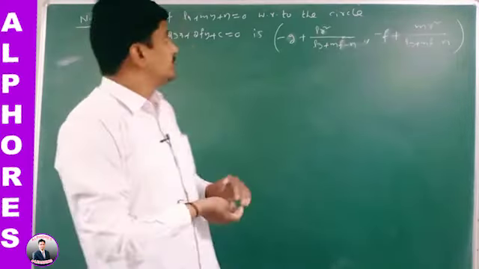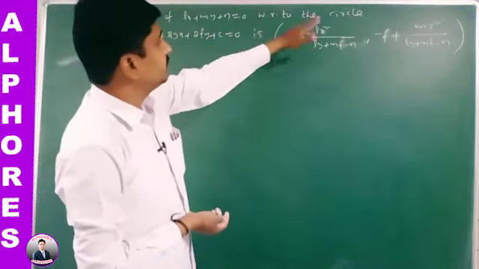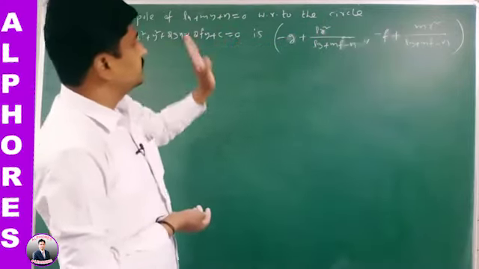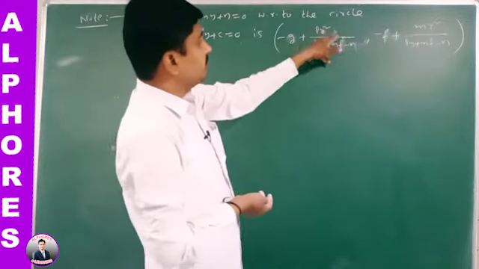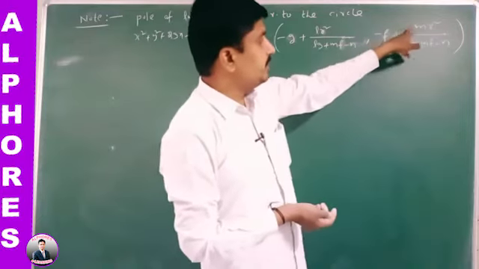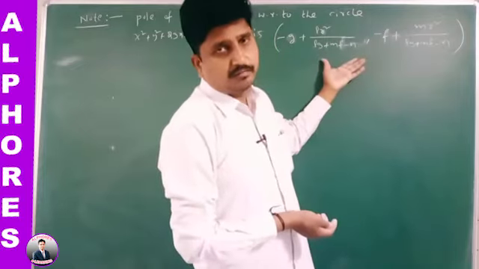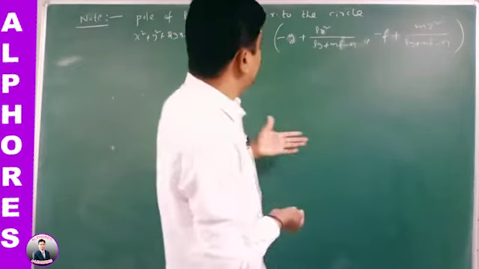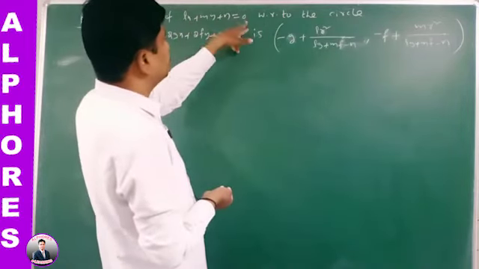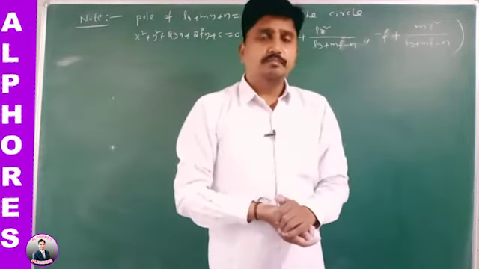Okay. The pole of Lx plus My plus n equal to 0 with respect to a circle x square plus y square plus 2gx plus 2fy plus c equal to 0 is minus g plus L r square by (Lg plus mf minus n), comma minus f plus m r square by (Lg plus mf minus n). According to this formula, we can find the pole of the polar line Lx plus My plus n equal to 0 with respect to a circle x square plus y square plus 2gx plus 2fy plus c equal to 0.